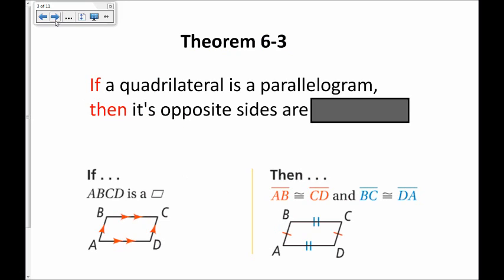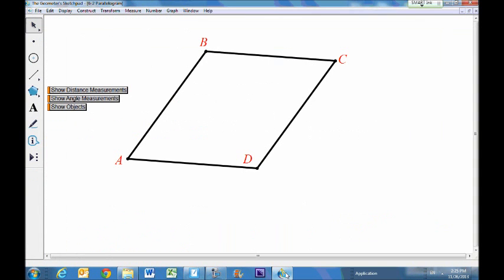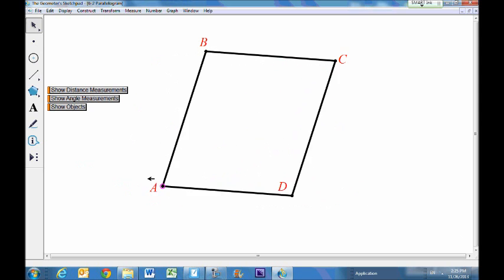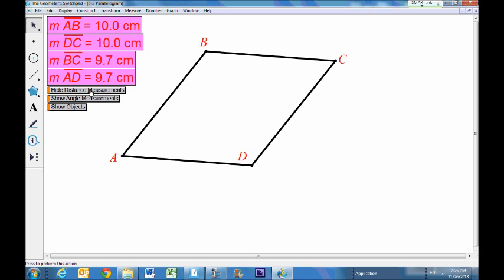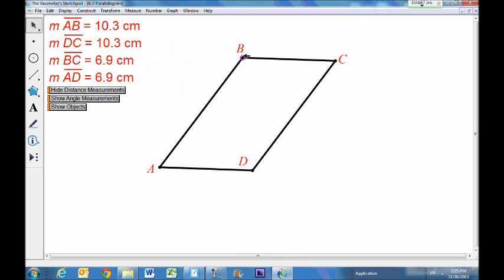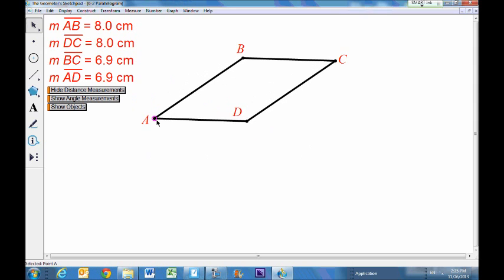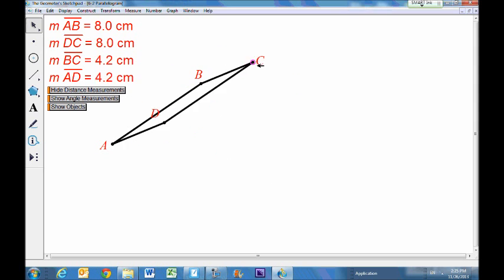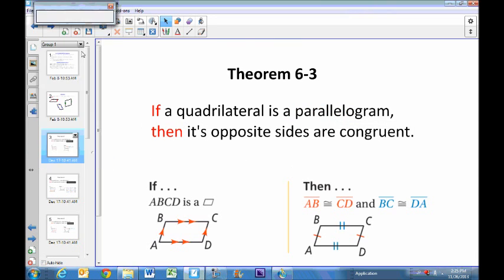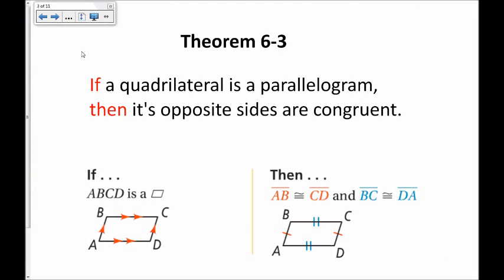Okay, the first theorem: if a quadrilateral is a parallelogram, then the opposite sides are what? Let me pull up a Geometry Sketchpad file. So I've constructed here a parallelogram. Okay, let me show you the measurements of the sides. Okay, you may notice that the opposite sides are always congruent. Okay, and that'll always happen for a parallelogram. So the first thing to know is that the opposite sides are congruent. Okay, make sure you have that in your notes.